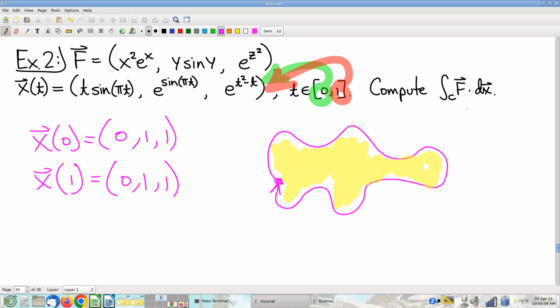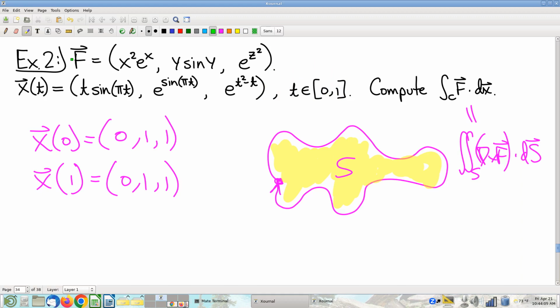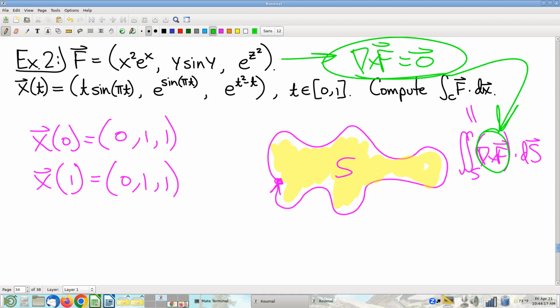Stokes' theorem says that the line integral is the flux through this mystery surface of curl F dot dS. But wait a second, we already computed the curl. The curl was 0. Right? So as previously observed, I should write this down anyway, we've already computed that curl was 0. That means we're taking a flux of 0. The answer is 0. We're done. We walk away.